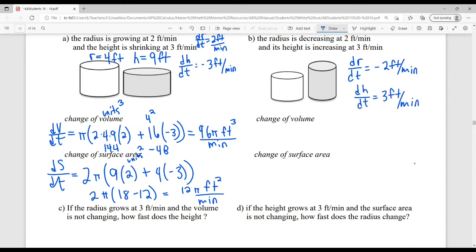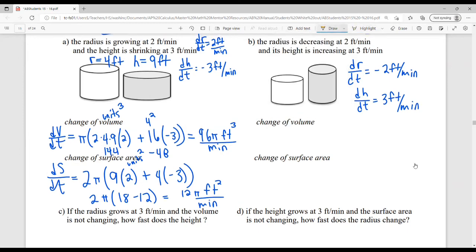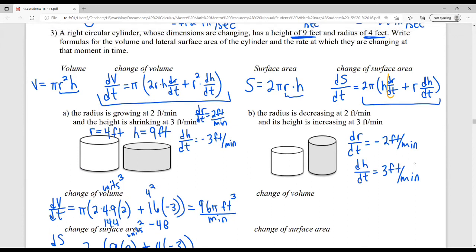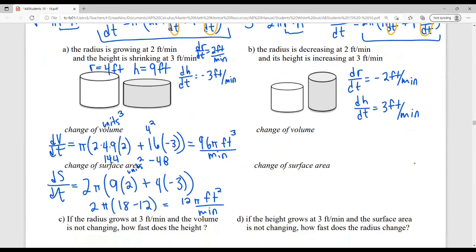So the only thing that would really change in our formulas would be the numbers where dr/dt and dh/dt appear here, and in this other formula, dr/dt and dh/dt. That would be the only thing that changes in part B.